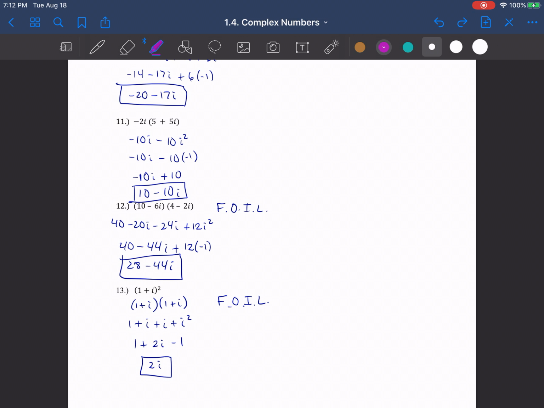And then 13, this is 1 plus i squared. So that becomes just 1 plus i times 1 plus i. So go through and do FOIL, and you should end up with just a 2i in the end.